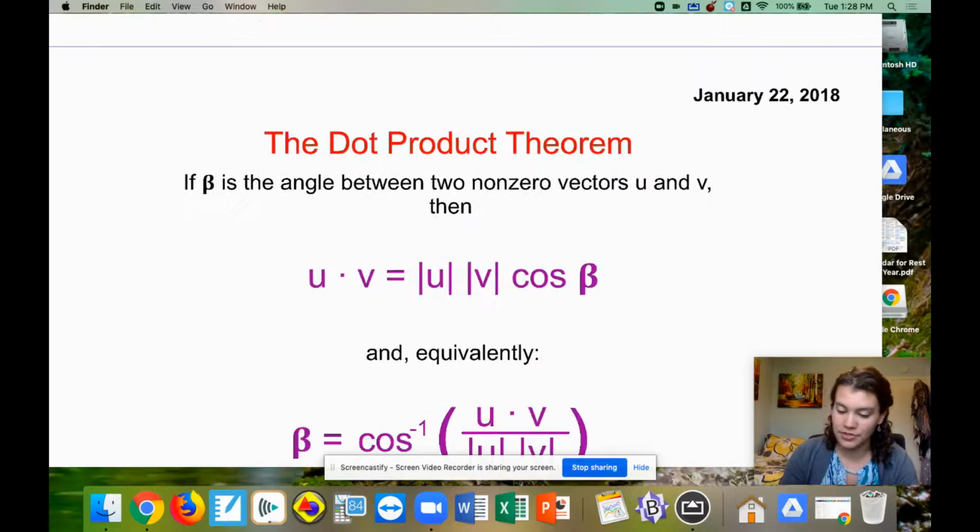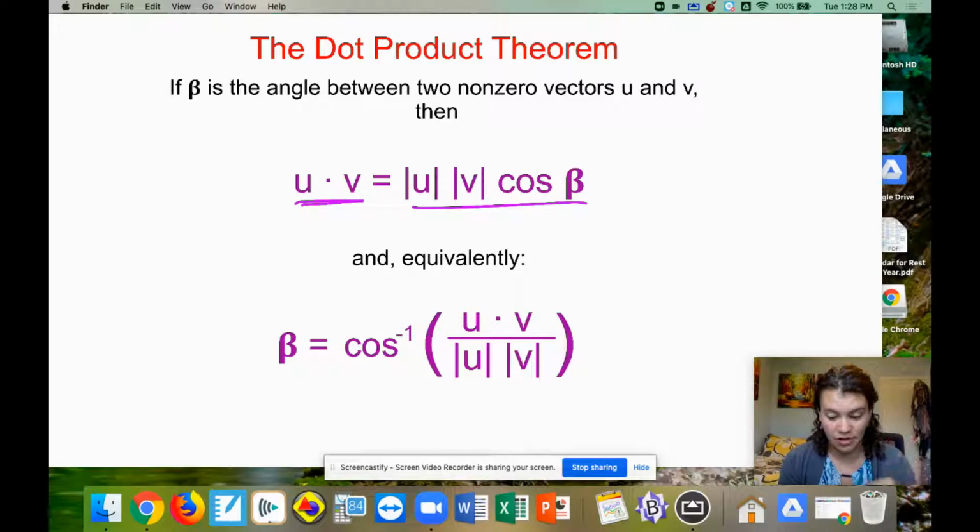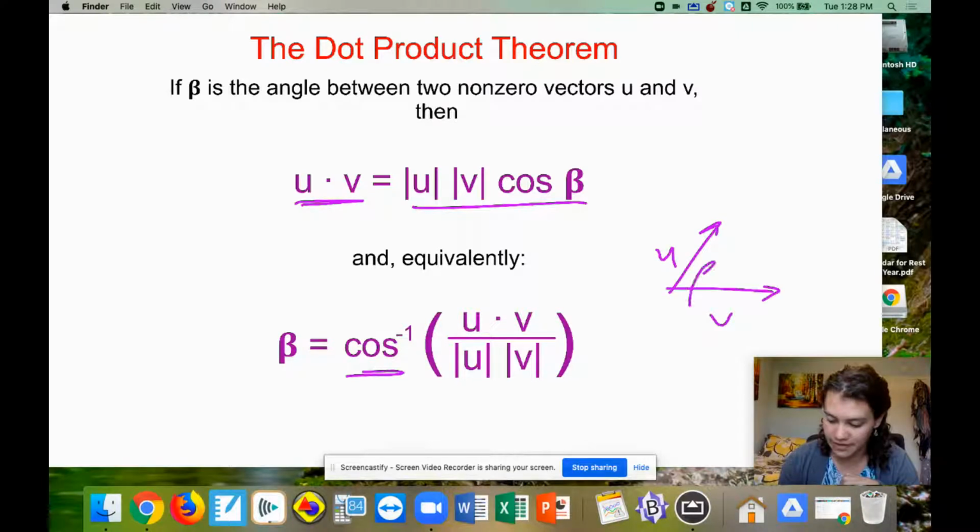Okay, so dot product theorem. This says that if beta there is the angle between two non-zero vectors, then your dot product is equal to the magnitudes times the cosine of that angle. So you can go back and solve and get like this. Your angle has to equal cosine inverse. So this is saying if I have u and I have v, this is your beta. It's the angle in between those two.